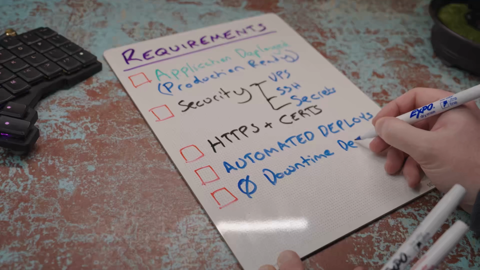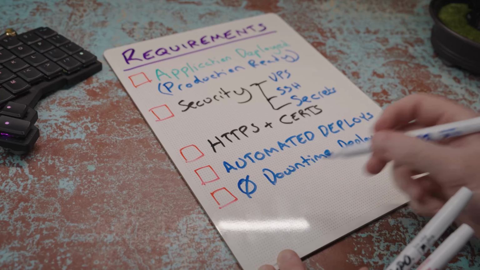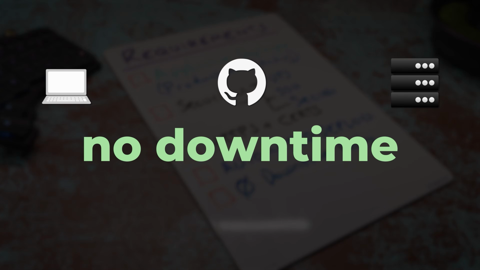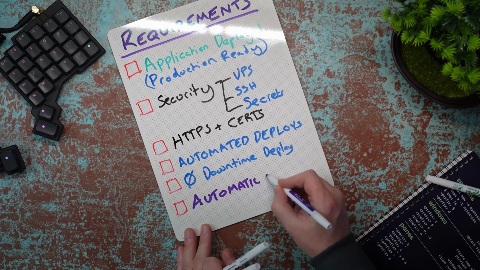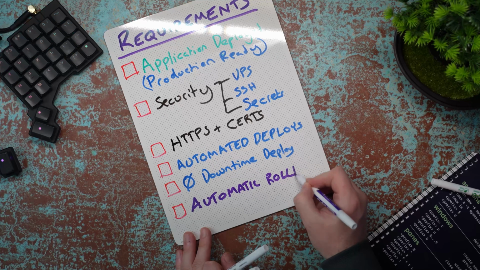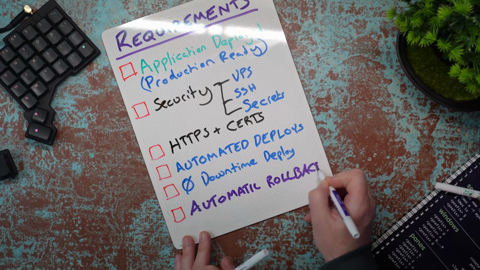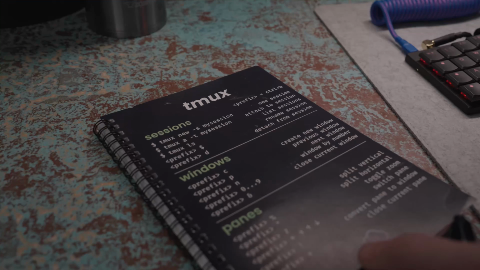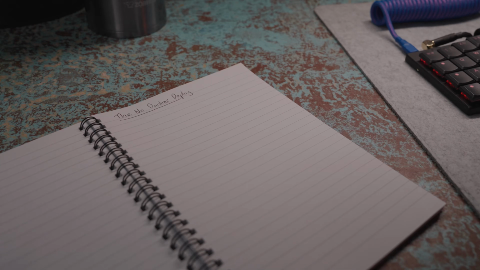Which actually brought me on to my next requirement, setting up zero downtime deploys. Meaning that when the application did redeploy automatically, it did so in a way that didn't cause any downtime. This led me on to my final requirement on this list, which was to ensure I had automatic rollbacks in case something went wrong.